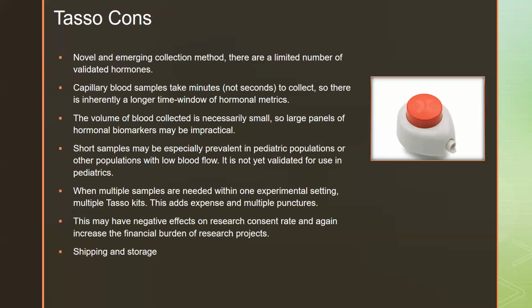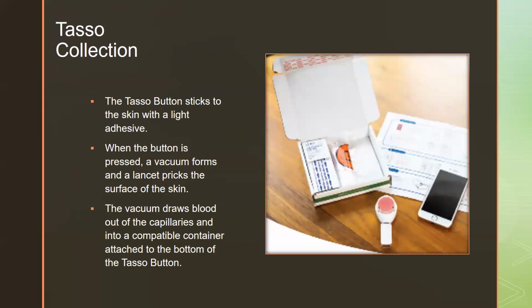Also, shipping and storage. How far are they going to be shipping it? Is it going to be cold enough, depending on the biomarker? That can be a little bit tricky. Overall, the way that the TAZO collection works is it sticks to the skin with a little adhesive, almost like sticky tape. They push the button, a vacuum forms, the lancet comes out and pricks the surface of the skin, draws it in, and they ship it away.